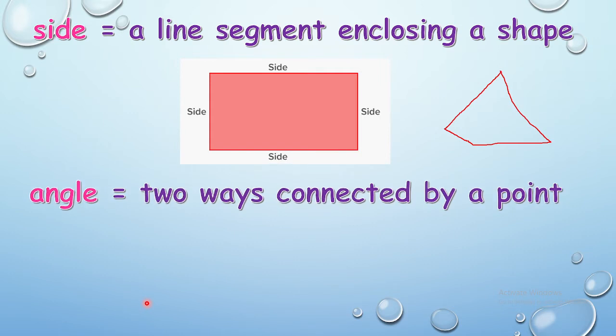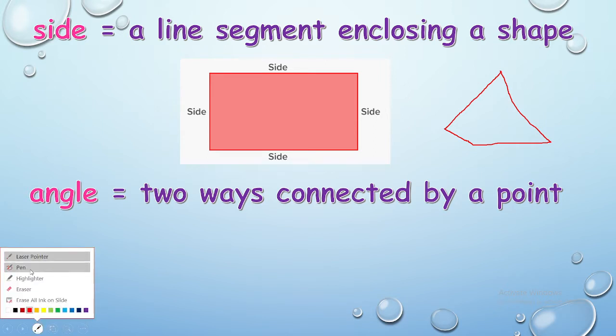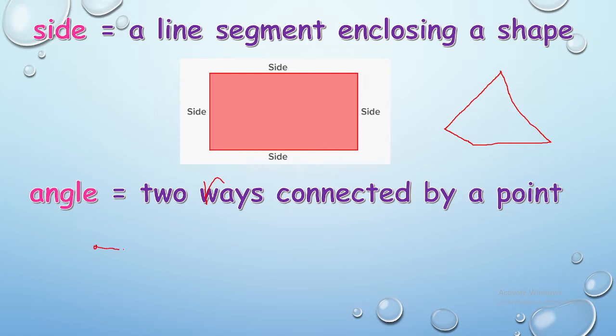Next, how about angle? When you say angle, these are two rays connected by a point. This one should be a ray. When you talk about a ray, it's a line like this. When you see an arrow like this, it is a ray. It means it has an arrow here at the end. It means it could go on and on and on. It can go longer and longer and longer, because it will continue to move.